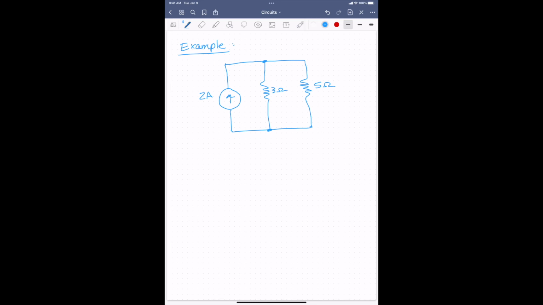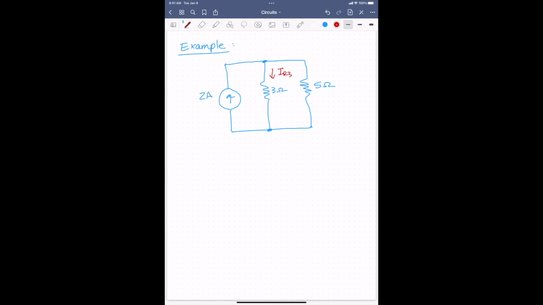Let's consider an example. Here I've drawn a circuit. It's still a very simple circuit. We have a 2 amp current source, 2 resistors in parallel. And what I'm going to ask is, what is the current through the 3 ohm resistor? So that's what we want to know.